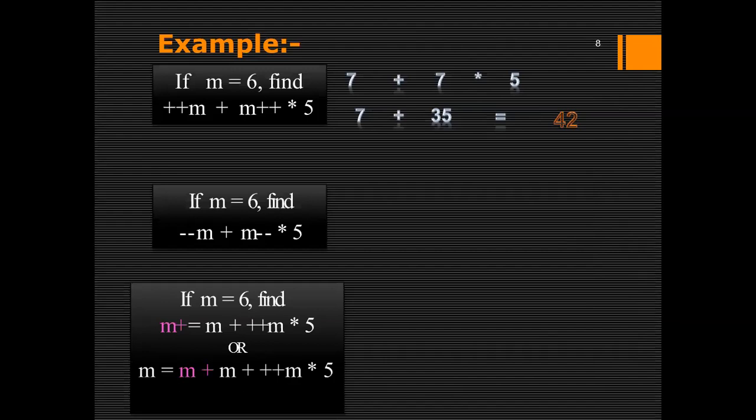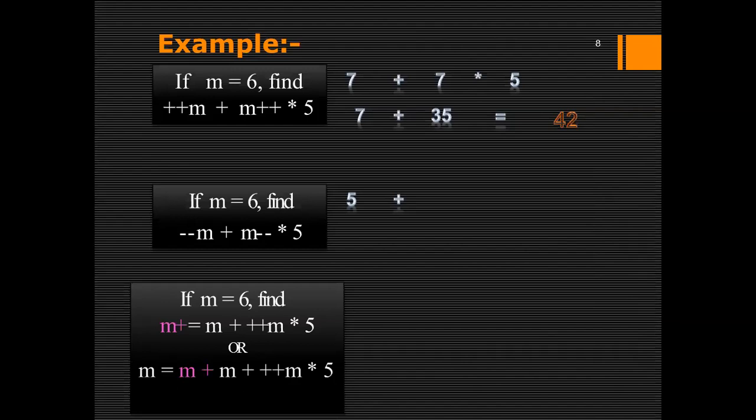Question number 2. If m is equal to 6, find --m + m-- * 5. Now --m again means change and then use. That is, we have to subtract 1 from the value of m and then use. So now my value of m is 5, that is 6 minus 1 is 5, followed by the addition operator.